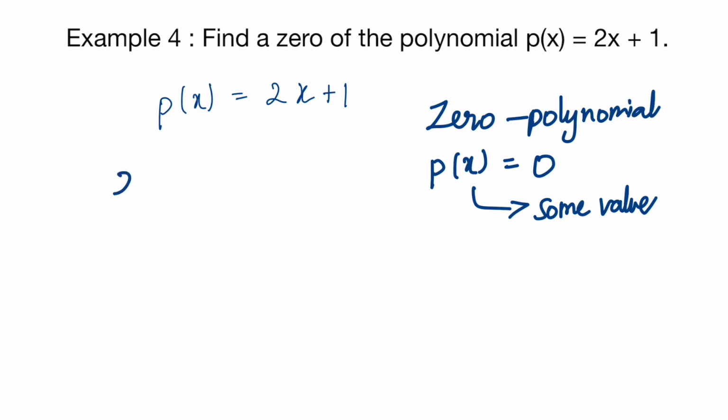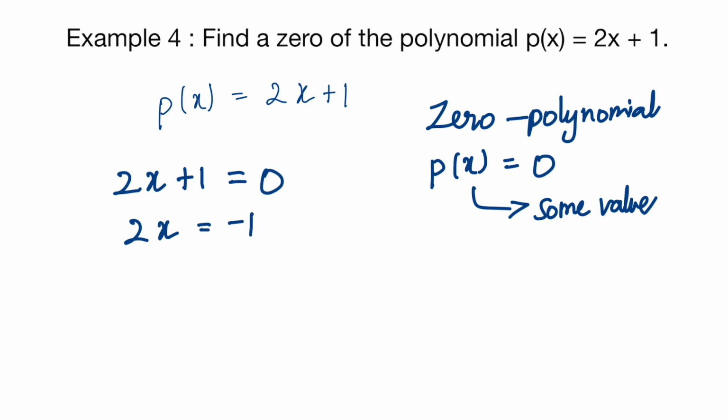Okay, so how do we do that? So 2x plus 1 is equal to 0, because that is what we want. Only then the value here for x would be the 0 of the polynomial. Okay, so the next step could be 2x is equal to minus 1.